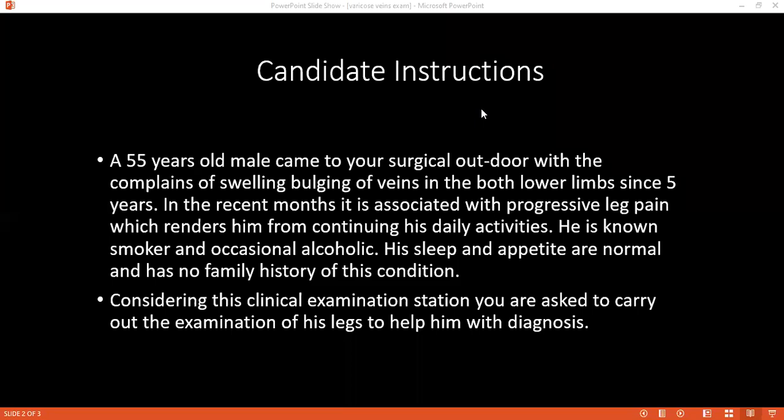Okay. Can you please summarize your examination? Well, in my examination, this is a 55-year-old gentleman who came to me with chronic varicose veins. I've examined this patient, and I found there are multiple blowouts and different perforators visible above and below the knee.